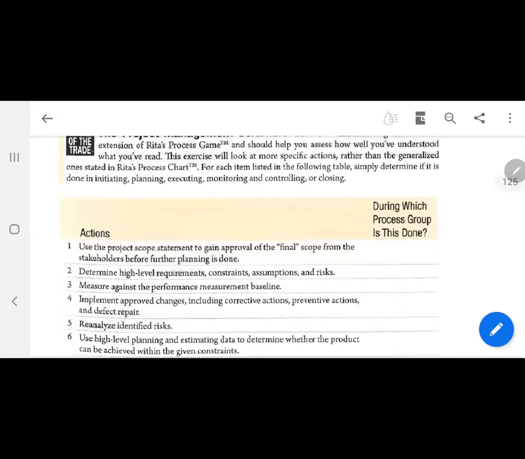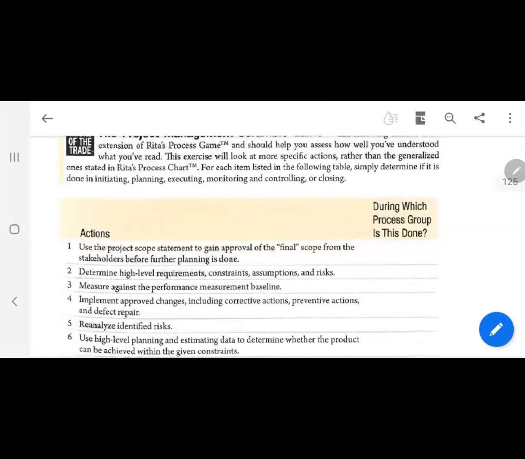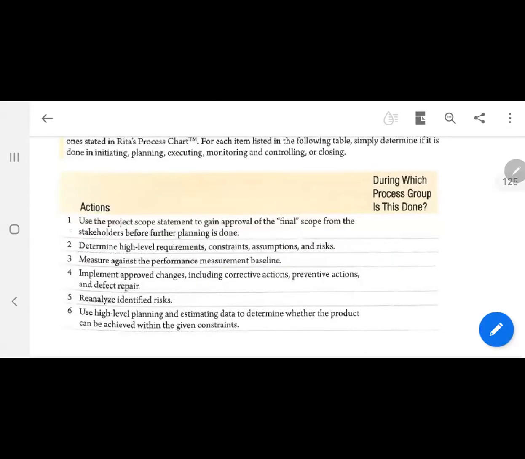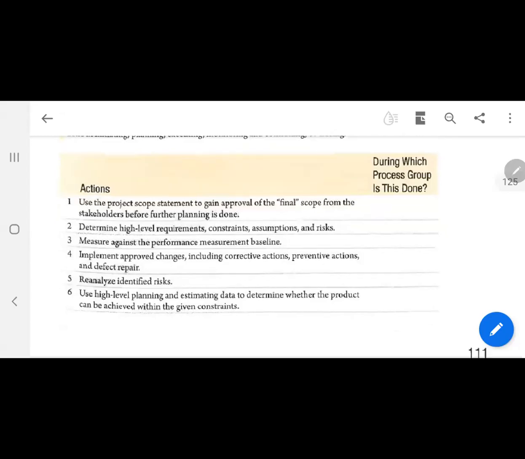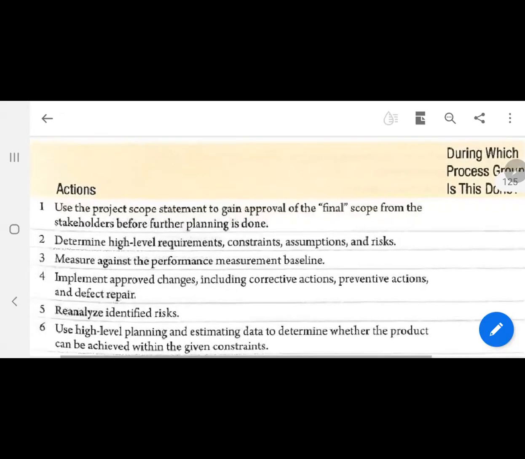Actions. During which process group is this done? See what Rita asked. So you solve this by looking at the corresponding action. Number one, use the project scope statement to gain approval of the final scope from the stakeholders before further planning is done.